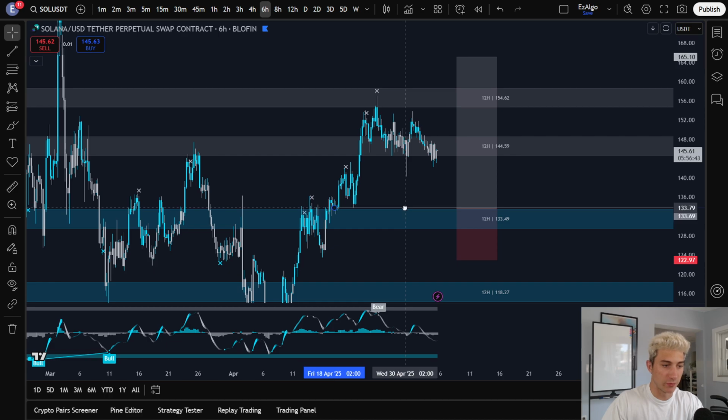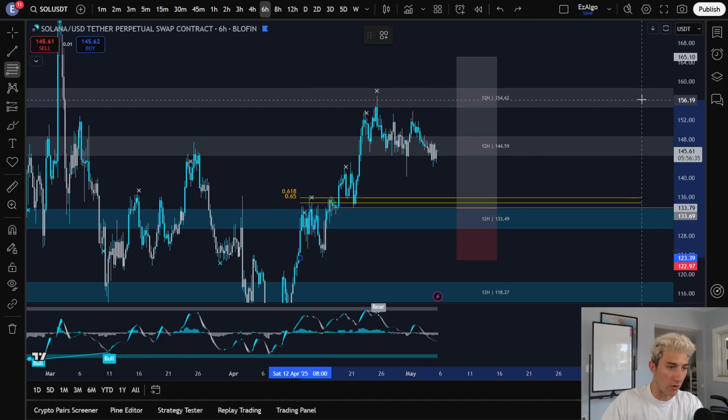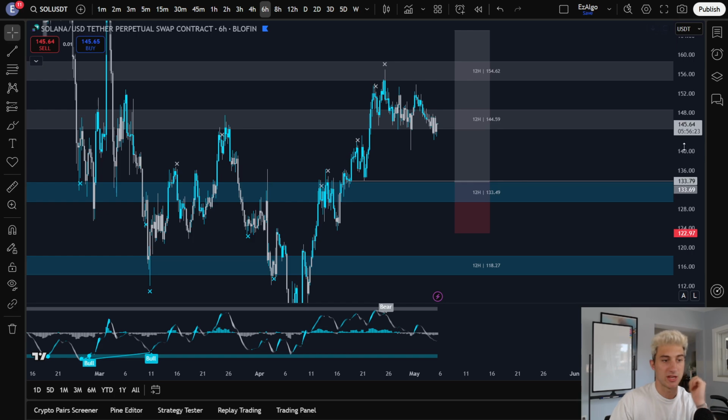So we have other confluences here, like a sweep of this level, right? A liquidity low or a structure low right here we can see being swept, and then we can go up. We also have our key fib level or our optimal trade entry. So this is another potential long idea.